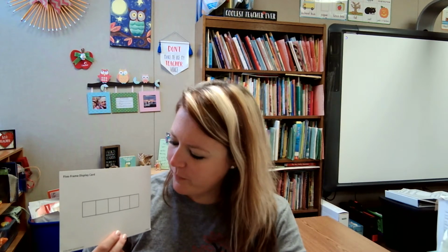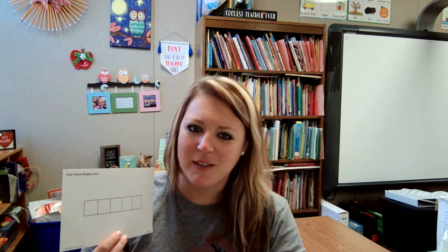Last week we talked about this thing. Do you remember? It's one long rectangle, but it has 1, 2, 3, 4, 5 squares in it. I hope that you remember it's called a 5-frame.